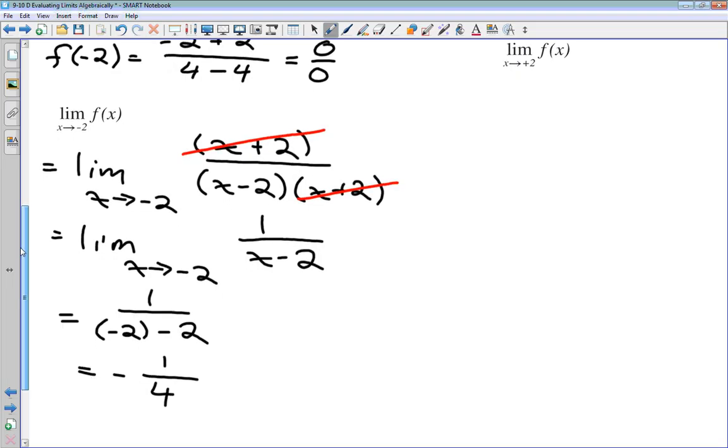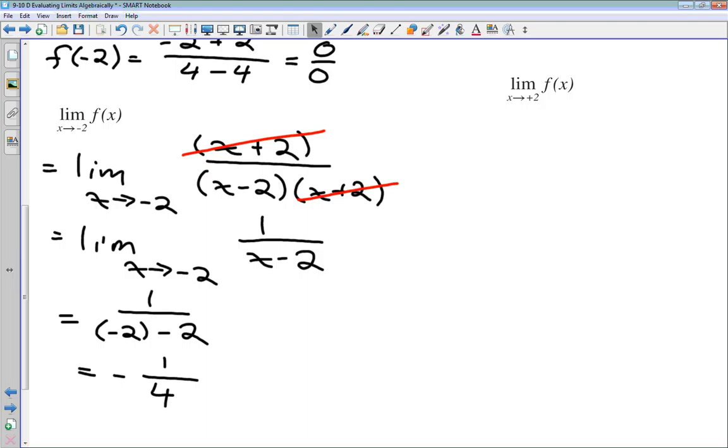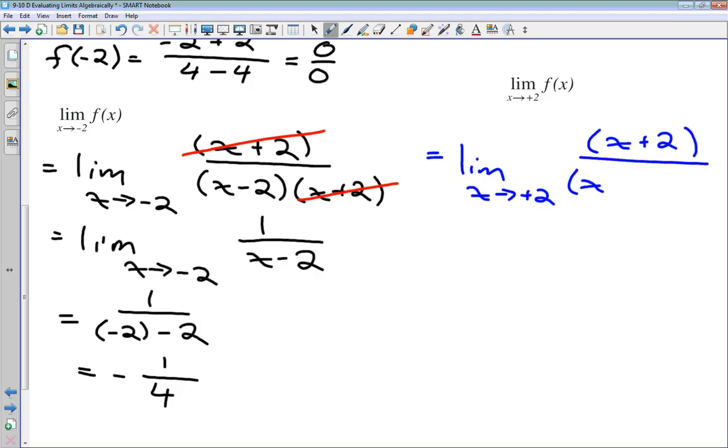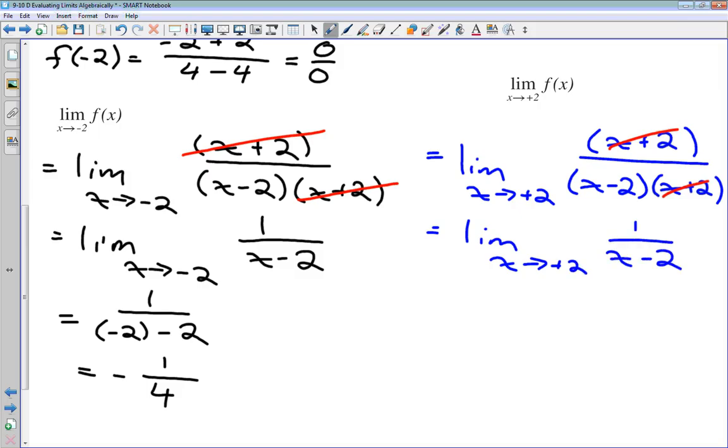Now, let's see what happens when we evaluate this second limit over here, the limit as x goes to +2 of f at x. And I'll switch colors here. So this is going to be the limit as x goes to +2. Again, we can factor and do the canceling, so I'll just write out the factoring step. X plus 2, x minus 2, x plus 2. Again, we're doing our canceling. So we have the limit as x goes to +2 of 1 over x minus 2.